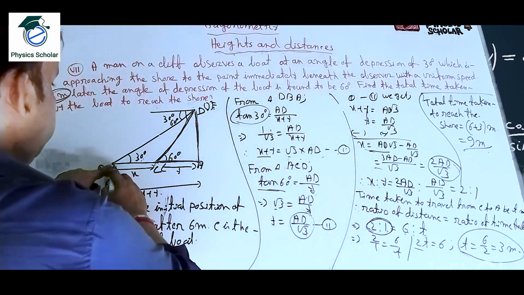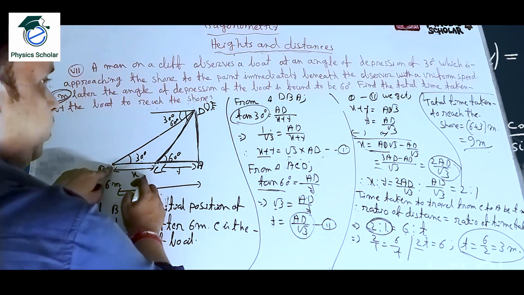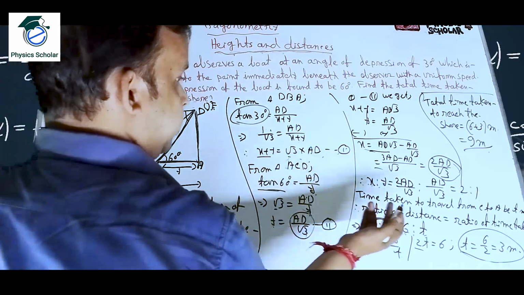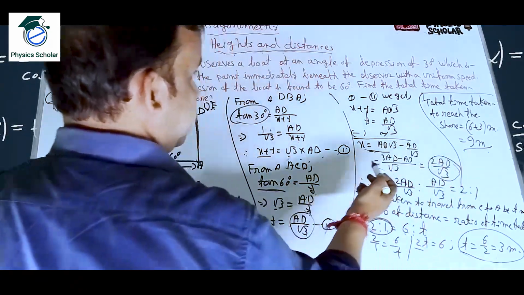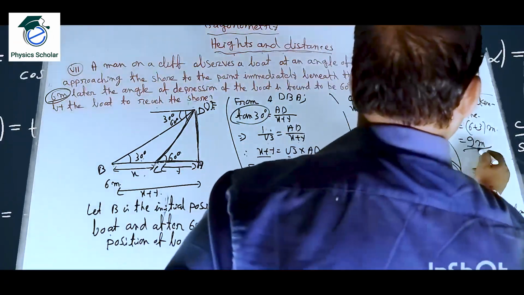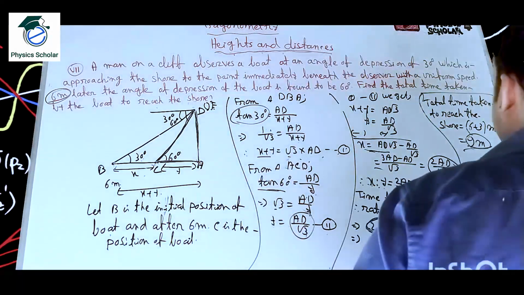First of all, from covering B to C, the time taken was 6 minutes, and next it is what? 3 minutes. So 6 plus 3 is equal to 9 minutes. So this will be your answer.